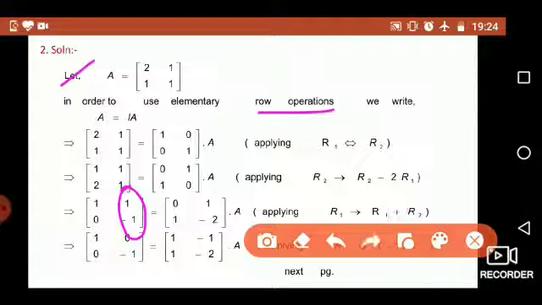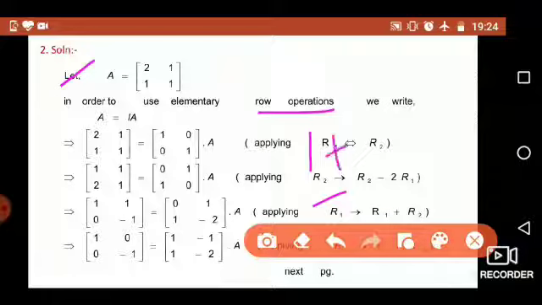two rows. Since we are not changing the second column, the second row elements are same on both the sides, we are going to change the first row. Therefore apply the row operation R1 changes to R1 plus R2. Therefore the first row is 1 plus its corresponding element 0. Their addition gives 1. Therefore here the element is 1.